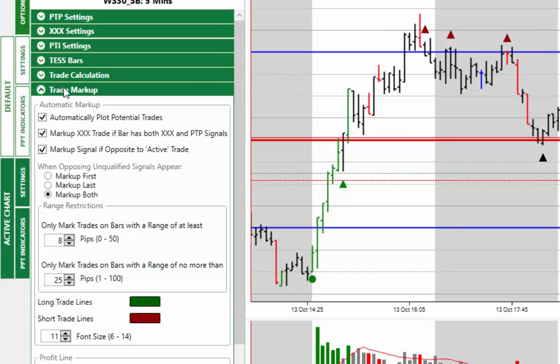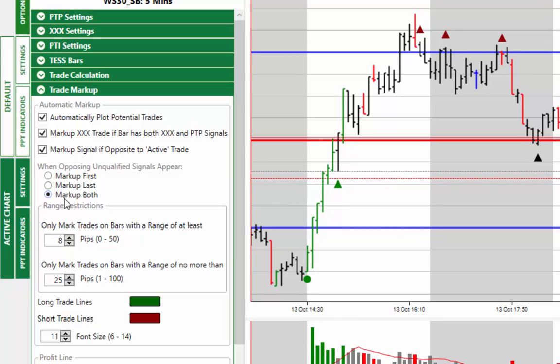Just before we leave here, let's have a look at the trade markup. Automatically plot potential trades, markup XXX, etc. Third one marked up as well. Markup both. So this is when we get an opposing signal. So we're already in the market, but let's say we're buying the market, then we get a sell, then the trade will be marked up in the opposite direction as well. We just ebb and flow with the market.